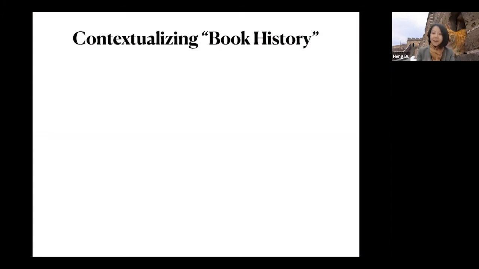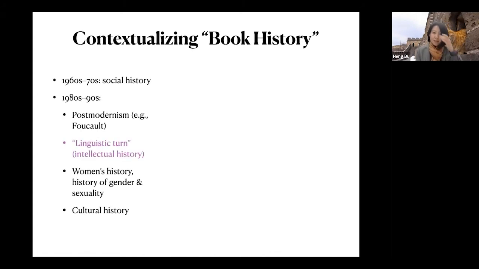As Avital mentioned, I usually define myself as a book historian specializing in the study of early China. So I thought I'd briefly talk about what book history is and how we relate to these other sub-disciplines of history. If we think about the overview of the development of historical research in the Western context, in the post-war period, in hugely generalizing terms.